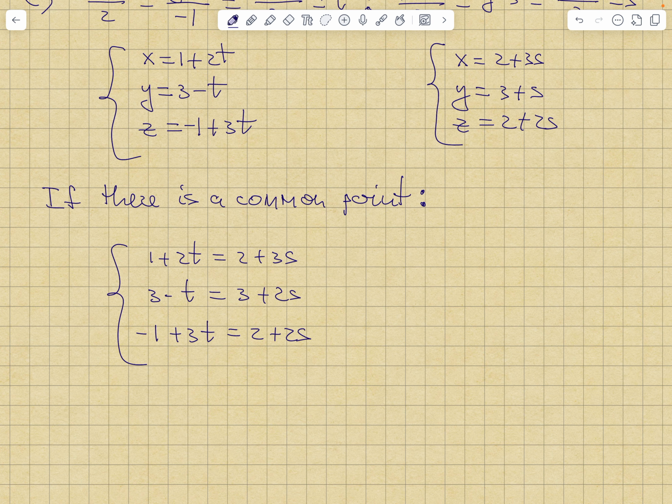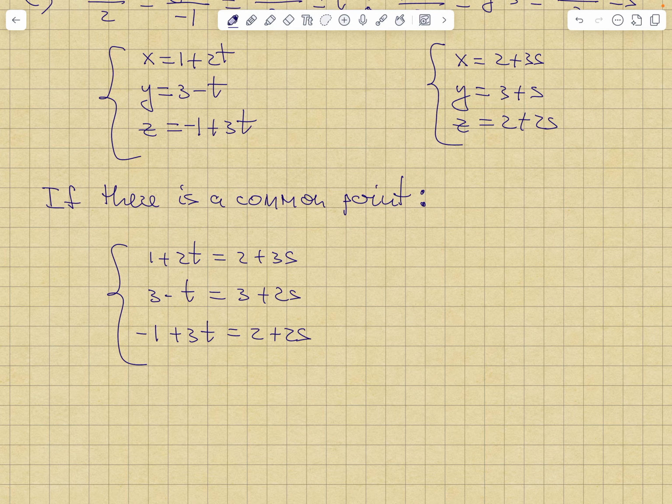And I noticed I have two unknowns, s and t, and I have three equations. I have more equations than unknowns. So it is possible that I have too much information and that there is no solution. If there is no solution, that means that the lines are skew. If the lines are intersecting, there is a solution, and not only is there a solution, but there is only one solution, because two lines that are not parallel and that are not skew can intersect only at one point. So let's see what situation we are in.